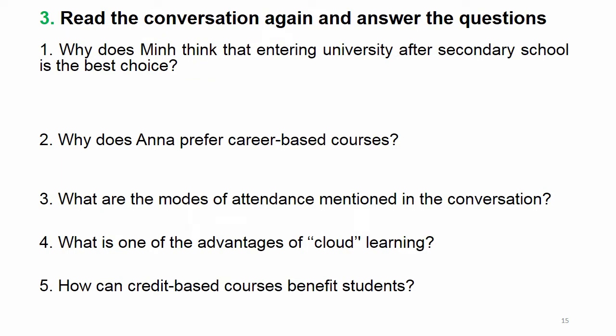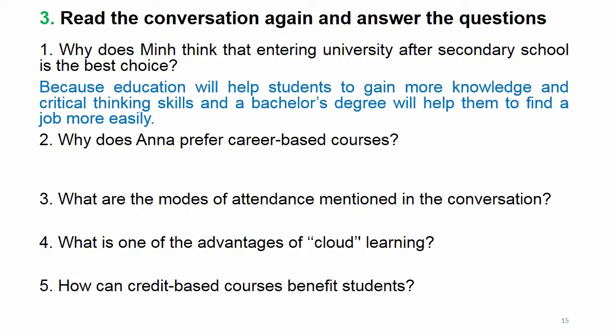Now base on the keywords of the question to locate the information in the dialogue. Then write down your answers. Have you finished? Let's check. Number 1. Why does Ming think that entering university after secondary school is the best choice? Because higher education will help students to gain more knowledge and critical thinking skills, and a bachelor's degree will help them to find a job more easily.